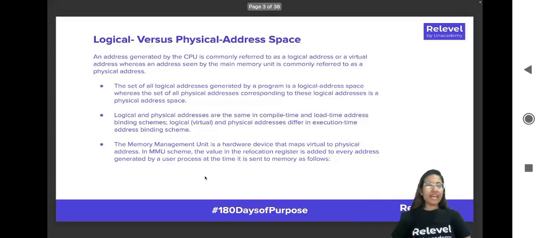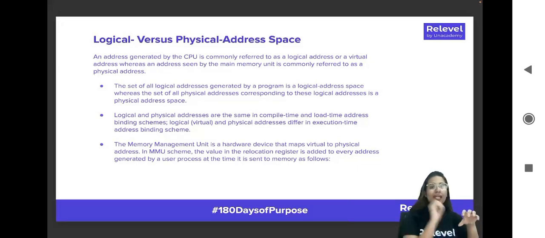Next, we will talk about the concept of logical versus physical address space. An address generated by the CPU is commonly known as a logical address, or also a virtual address. Whereas the address which the main memory understands, or which is seen by the main memory, is known as the physical address. The logical address is the address of all the instructions or the data used by a program.